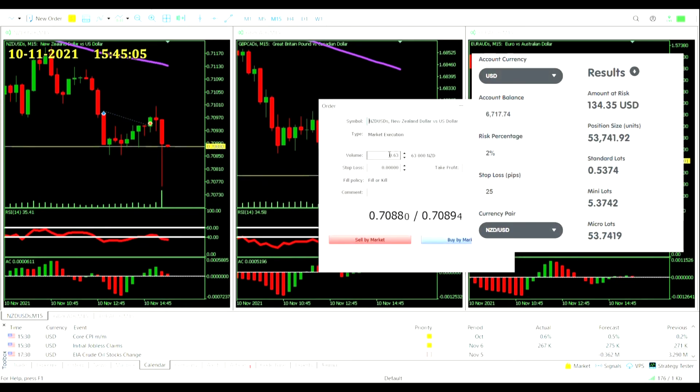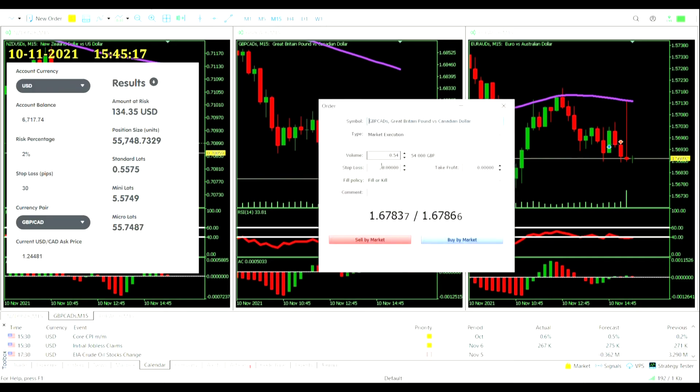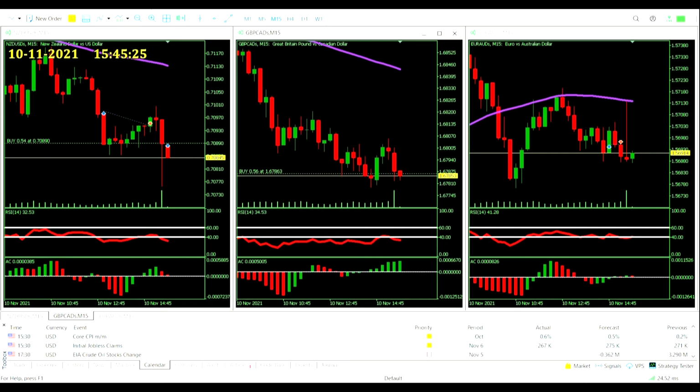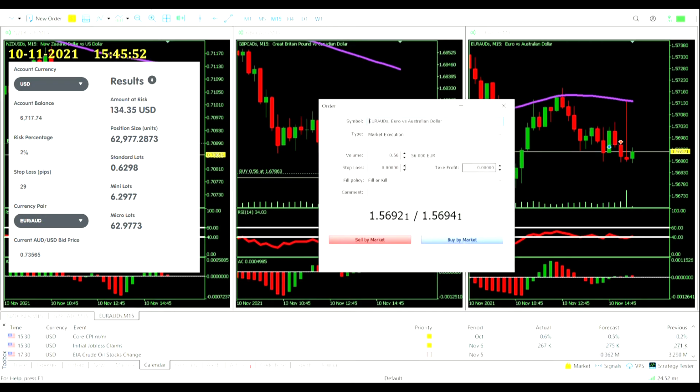So we've got 0.54 lots. You can see all of these risks are going to be on screen, of course. So we're going to buy there, and then we're going to buy on the pound CAD as well, 0.56 this time. And then we've got the RSI 38.94 on the Euro Aussie dollar. That's going to be 29 pips for the risk, and so it'll be at 0.63 on the volume.